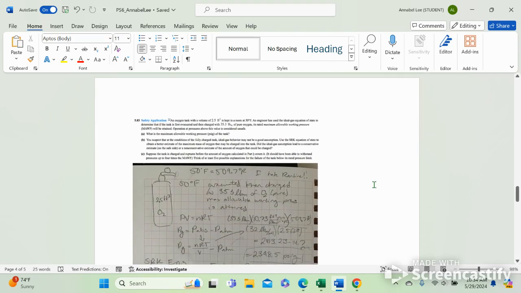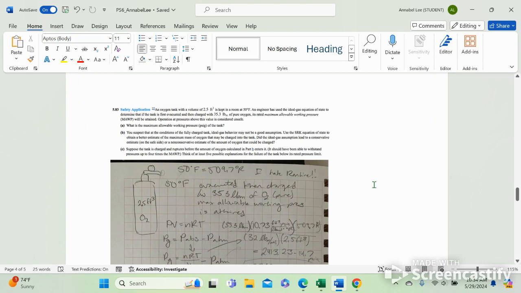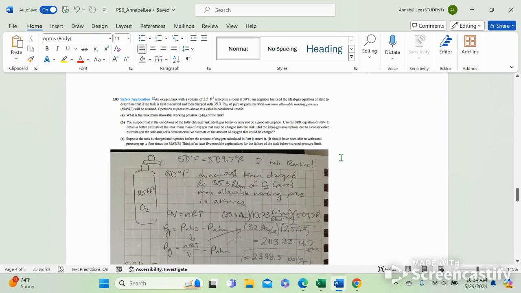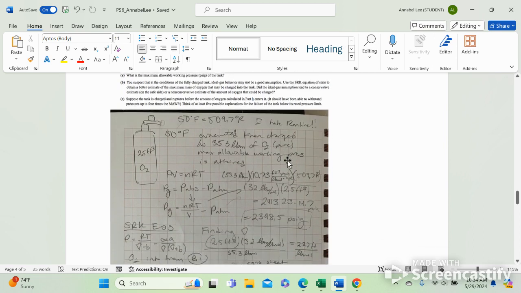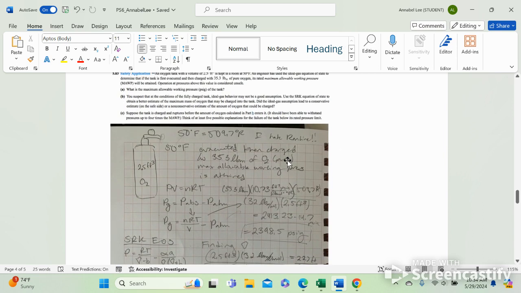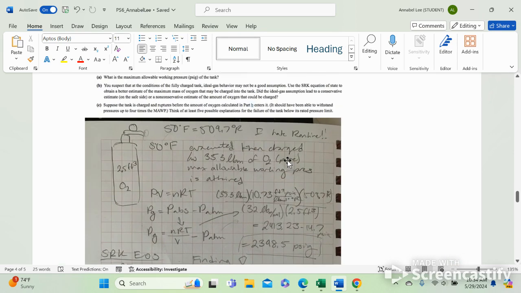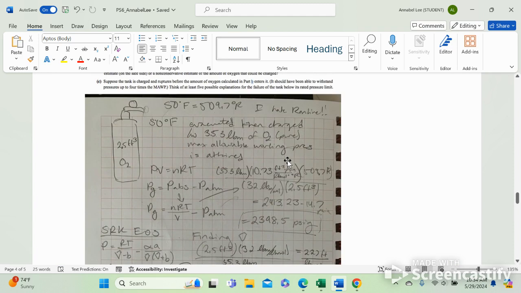Alright, hey guys. I'm going to give you my explanation of how I did problem 5.83 on the homework, where you have an oxygen tank and you're trying to find the maximum allowable working pressure of the tank first, which is the PSIG, PSI gauge. So you have all this information.